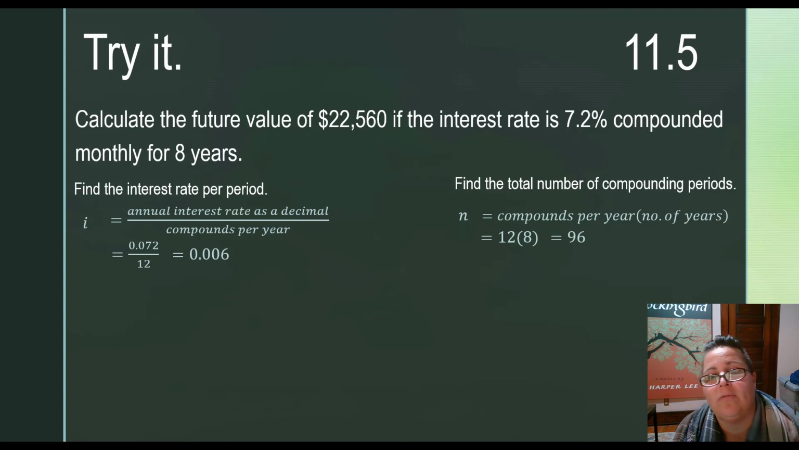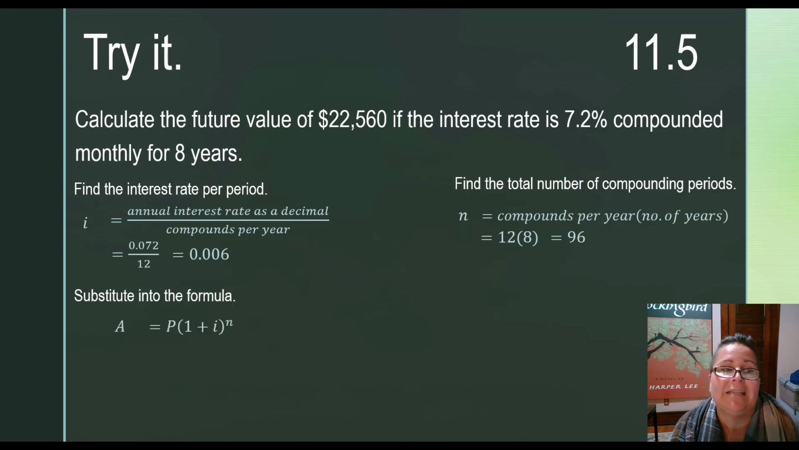96 never would have been on our table. So with those 2 values, and knowing the principal is 22,560, I'm going to substitute them into the compound interest formula. I know A is equal to P times 1 plus my I to the nth power. So this would be 22,560 times 1 plus 0.006 to the 96th power.